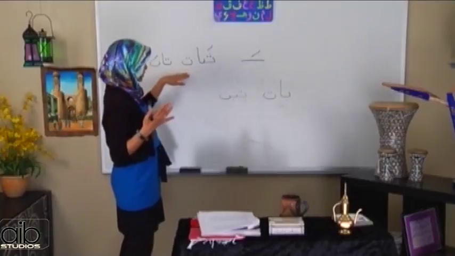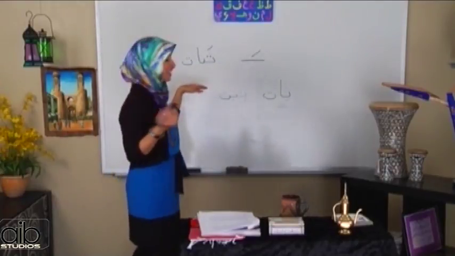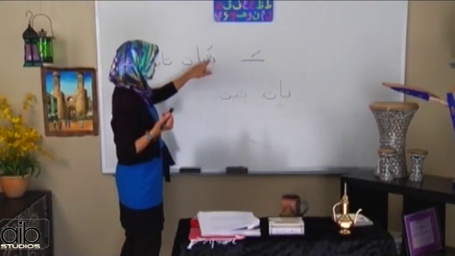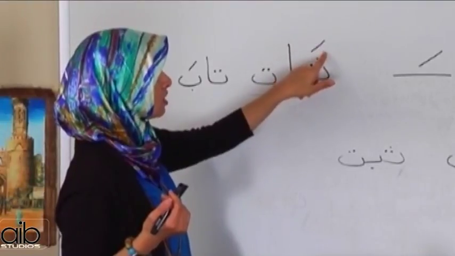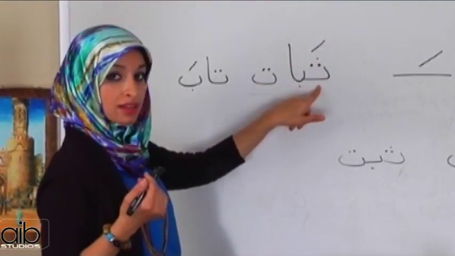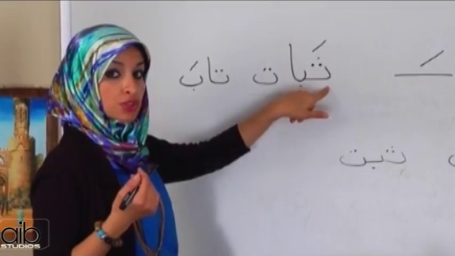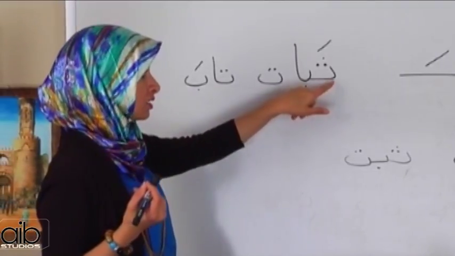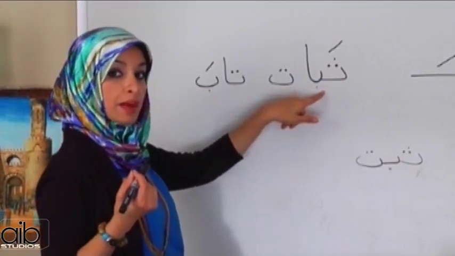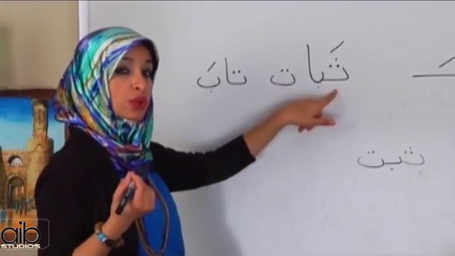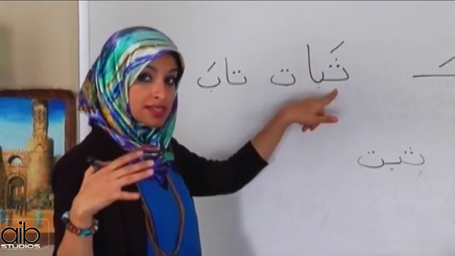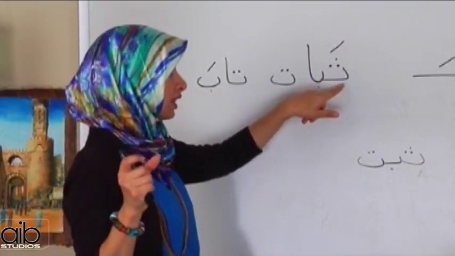Let's look at some of these words here, this tadrib exercise. And the first word here, we have the fatha on top of the tha. So we're going to pronounce it as tha, and all together is thabat, thabat. So we don't hear a very long sound, it's actually really short, thabat.